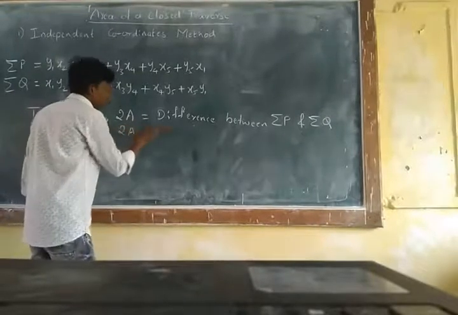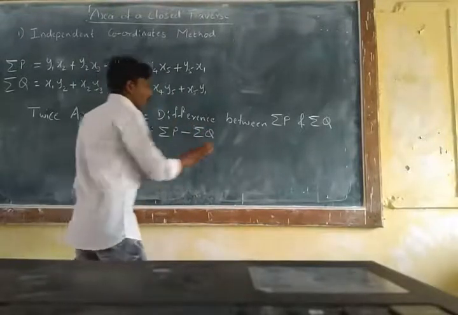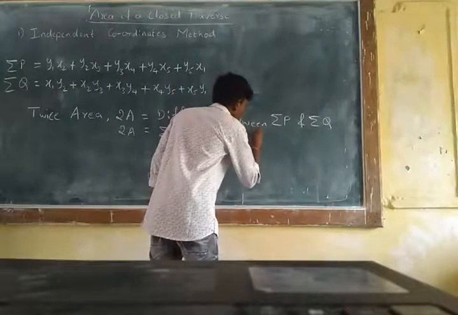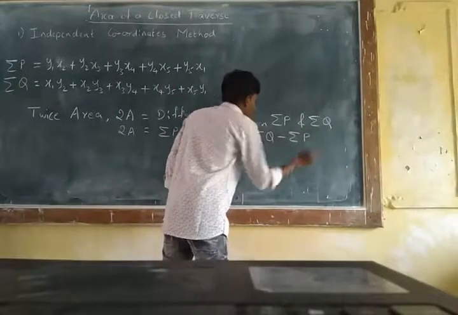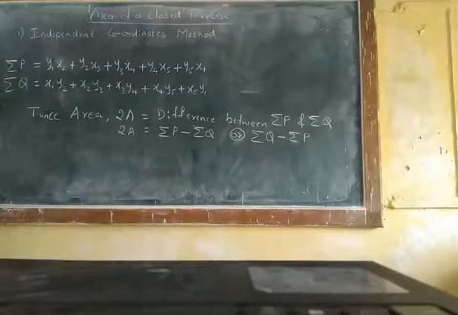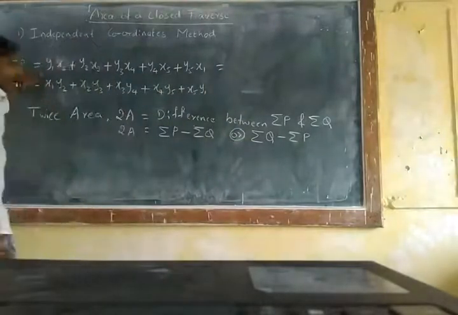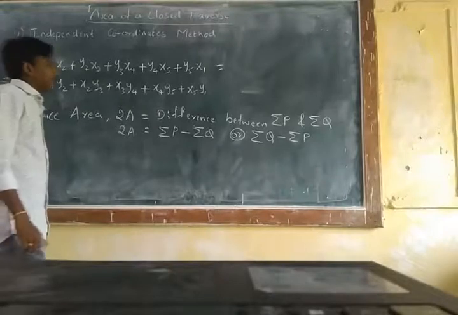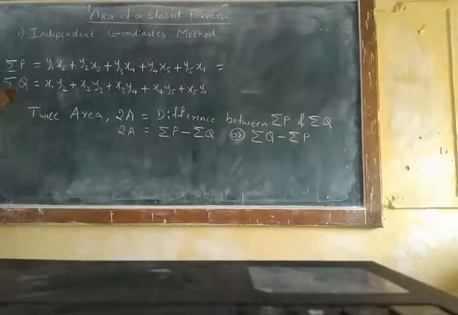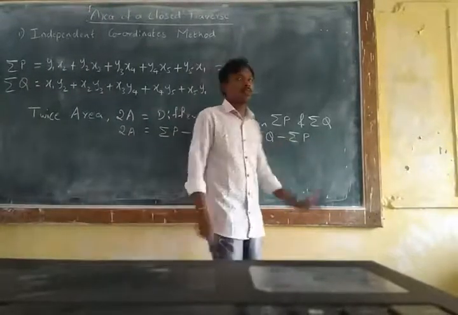So the 2A will become, difference means sigma P minus sigma Q, or this might be the formula, or sometimes this can become sigma Q minus sigma P. Here you can observe, when you calculate summation of P and summation of Q, sometimes the summation of P might be larger than summation of Q. So in that case you can use summation of P minus summation of Q, and sometimes summation of Q may be larger than summation of P. At that time you can use this formula, summation of Q minus summation of P.